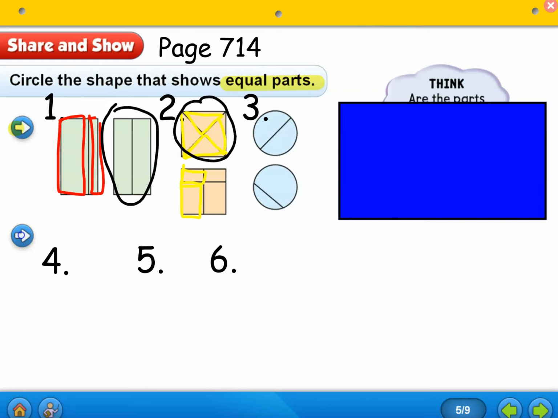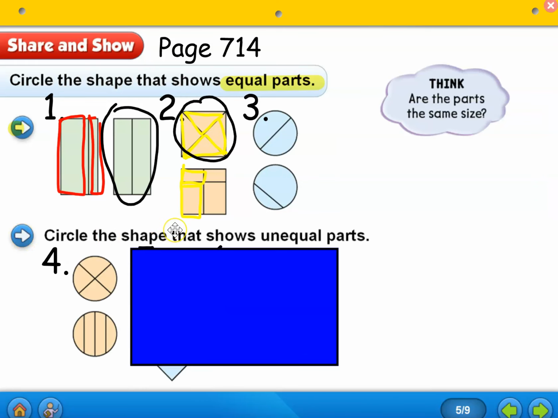Number 4. Circle the shape that shows unequal parts. So boys and girls, I want to remind you that for these exercises, you need to read the direction carefully because sometimes they ask you to show equal parts and sometimes they want you to show unequal parts. For number 4, 5, and 6, you need to circle the shape that shows unequal parts.